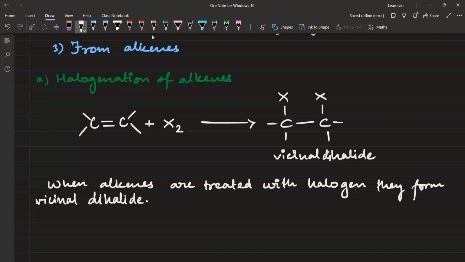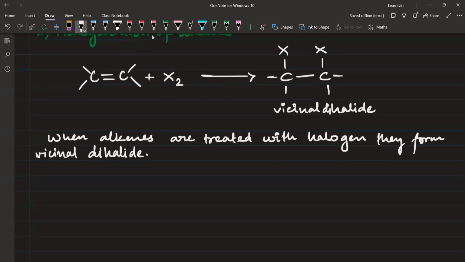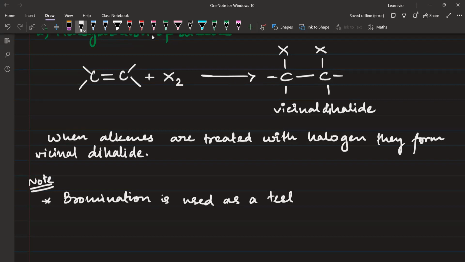ठीक है. Vicinal dihalide. Now please see. Right, note. Bromination is used as a test for unsaturation.